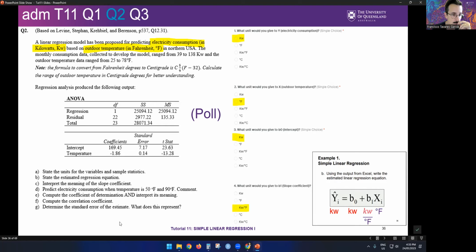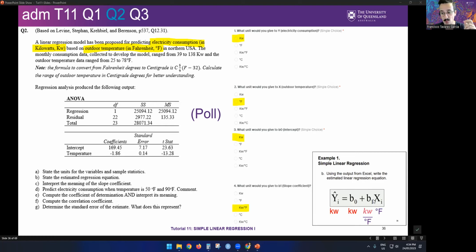So, how many people got it right? 3 out of 8. Good job. It was the most, sorry, let me see. No, actually, I was looking at the wrong one. It was 0. Nobody got this one right. It was a challenging one.